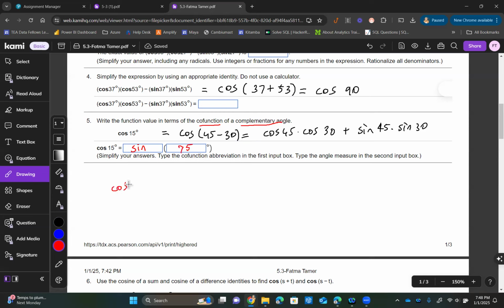So cosine 15 is always equal to sine of 75, because cosine and sine are co-functions, and 15 and 75 are complementary angles. If you think this way, sine of 30 degrees is equal to 1/2, and this is the exact same value as cosine of 60 degrees, which is also equal to 1/2. So if two angles add up to 90 degrees, sine of the first angle is always cosine of the second angle. And this is what you're going to do with number 5.